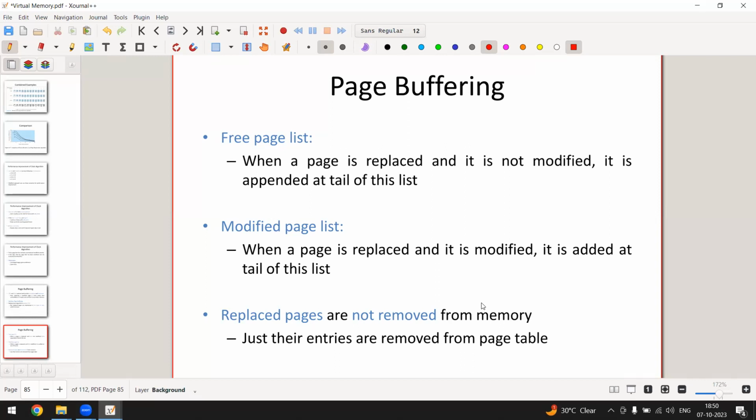The replaced pages are not just removed from the memory. Only their entries are removed from the page table. So it's like fooling the memory, right? When you replace a page, that particular page should be removed from the memory. But here, you are not removing it directly. Instead, you are only removing its entry from the page table. Otherwise, physically, this page is as it is in the memory. So it is called page buffering.